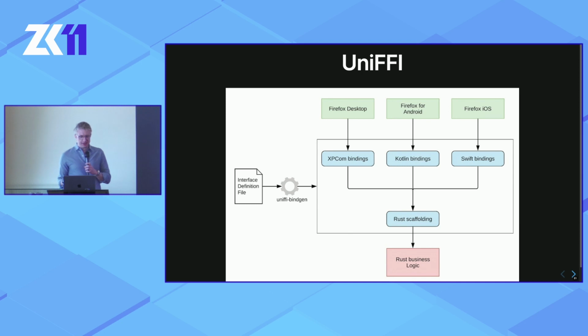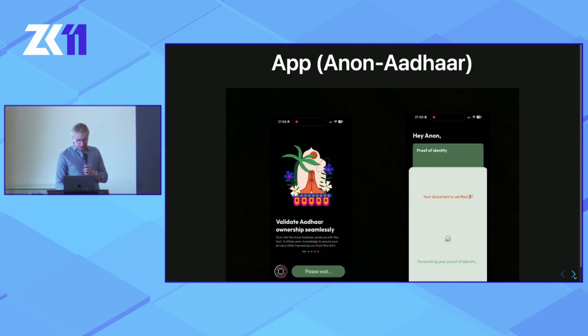And UniFFI, so basically Firefox had this problem: how do we develop complex cross-platform applications? And this is the answer they came up with. If you're familiar with cbindgen, it's basically a more modern version of that. The key insight here is that you can keep your business logic in Rust, for example, and then you have these bindings to different language runtimes. So you have the same core code base, and then you just do platform-specific things where you need to. So you have native bindings in Swift and Kotlin and so on.